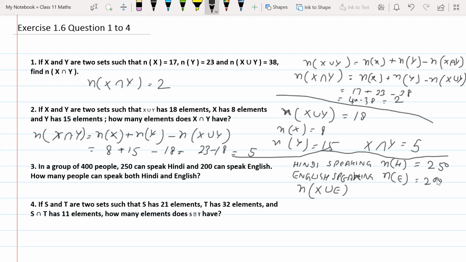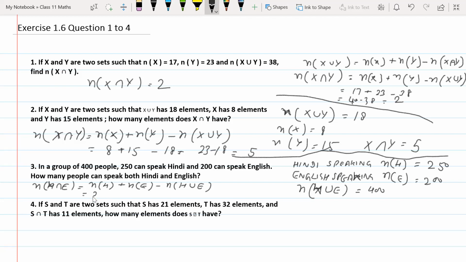And the group of people, H union E, is 400. We have to calculate the persons who speak Hindi and English both. It means we have to calculate H intersection E. Why H intersection E? Because we have to calculate the common people who speak both English as well as Hindi. So n(H) plus n(E) minus n(H union E).